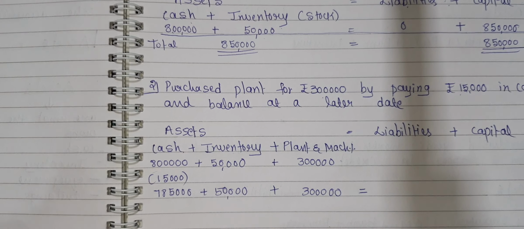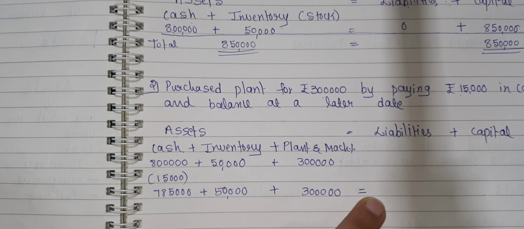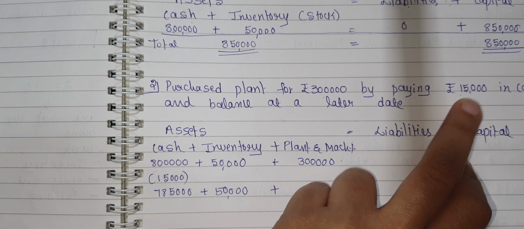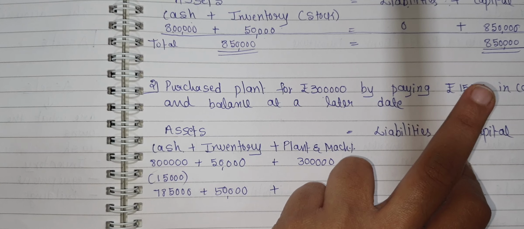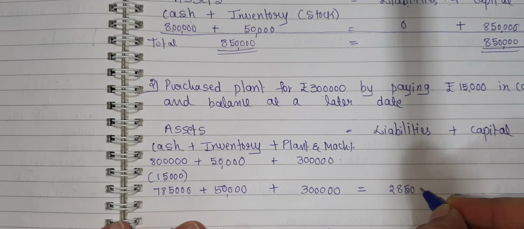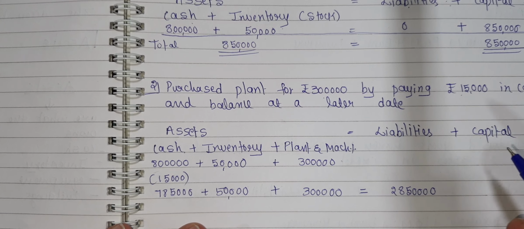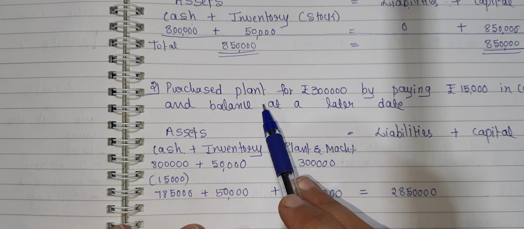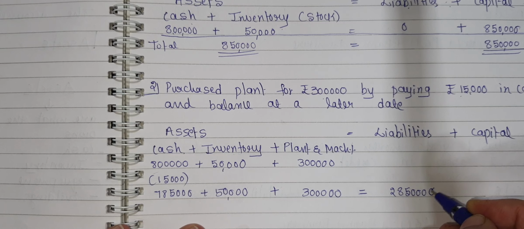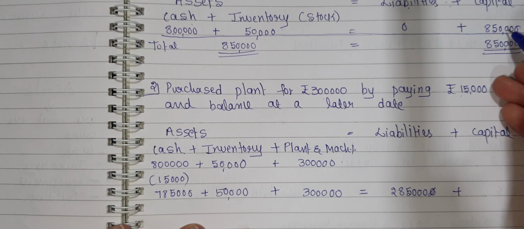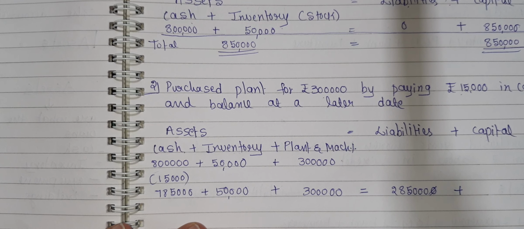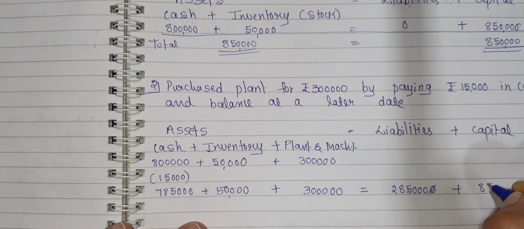Equals, here, liabilities. Out of 3 lakh rupees we have paid only rupees 15,000, and the liability to the supplier of plant and machinery increases by rupees 2,85,000. How did it come? That is 3 lakh minus 15,000. Still we need to pay rupees 2,85,000 to the supplier. That is the liability. Plus our capital, which is rupees 8,50,000. It remains the same.